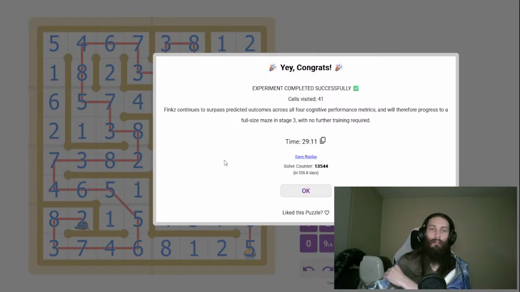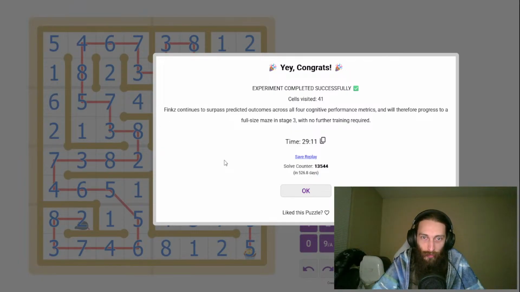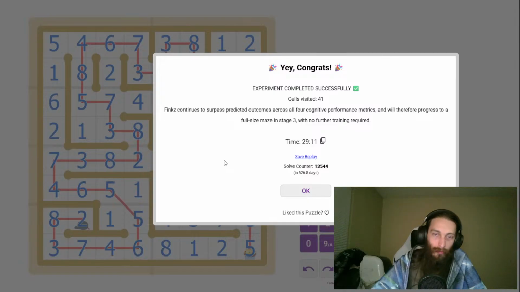First try. Yay, congrats. Experiment completed successfully. Cells visited 41. Finks continues to surpass predicted outcomes across all 4 cognitive performance metrics and will therefore progress to a full-size maze in Stage 3 with no further training required. Alright.